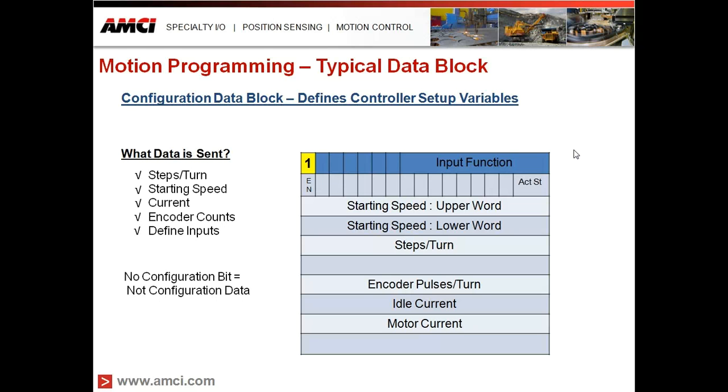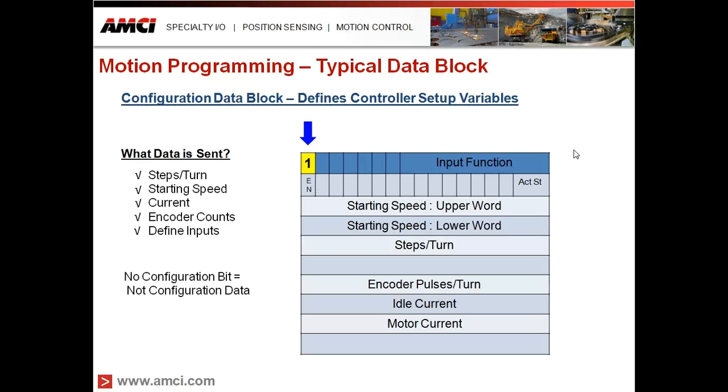And the most important feature of the configuration block is the configuration bit. This is the configuration bit. It's the last bit, or bit 15, in the very first word of the data block that we send down. If this bit is not set, the controller does not recognize it as configuration data, and it will either be ignored or you will generate an error because you're sending down information which doesn't coincide with what the controller is expecting. Any questions on that?